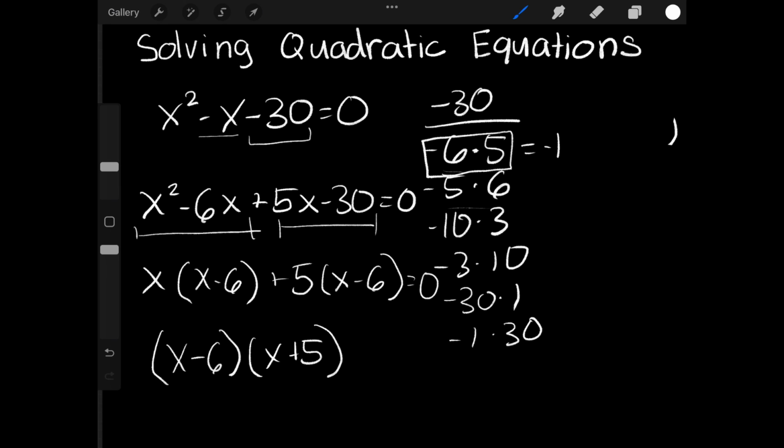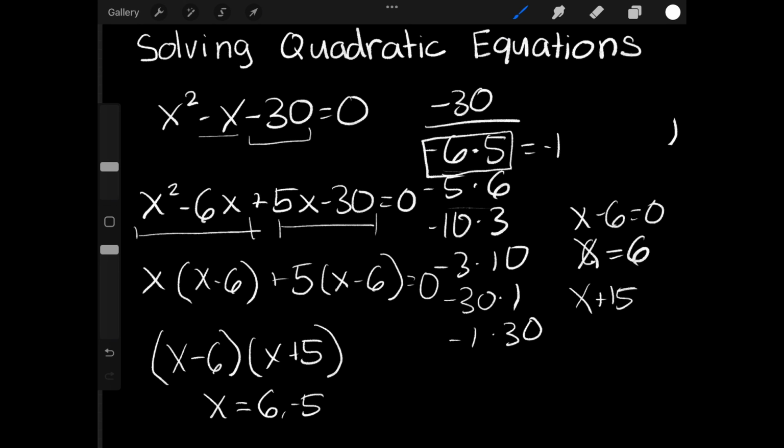And that means that our answer is going to be x is equal to 6 or negative 5. Because remember, we're going to want to do x minus 6 is equal to 0, so that means that x is equal to 6. And x plus 5 is equal to 0. So that means that x is equal to negative 5. Sorry, this is supposed to be a 5. Okay. And that would be my final answer.